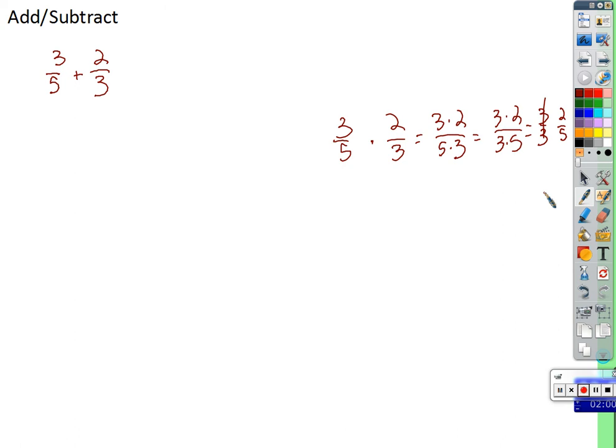To even get these fractions to interact with each other, we have to do what? Common denominator. You got to add them together by getting a common denominator. The denominator will be what? 15. So how are we going to get this to be a 15? Times 3. Then you have to multiply the top.